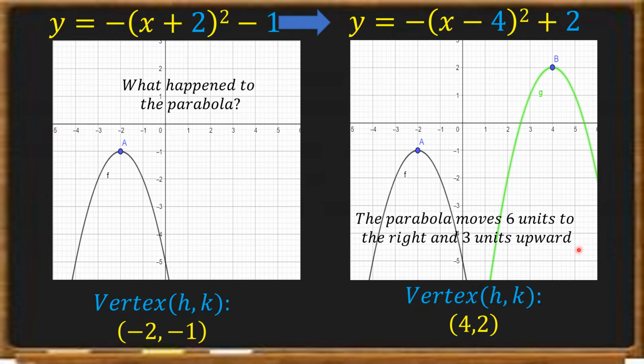Why upward? It's positive. Why to the right? It's positive. Okay, if your answer is positive, for k, it's upward. For h, it's to the right. Okay, since they are both positive, the answer is positive.